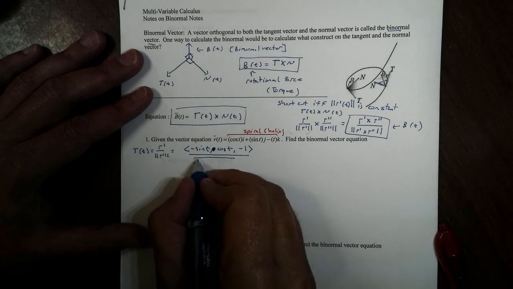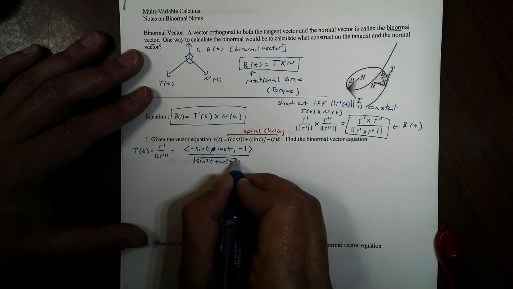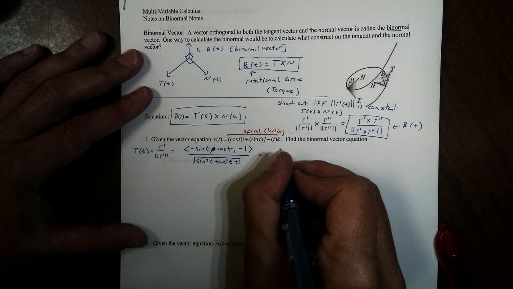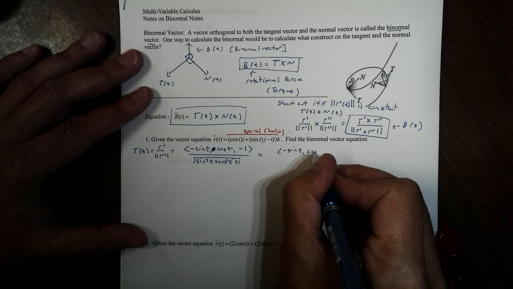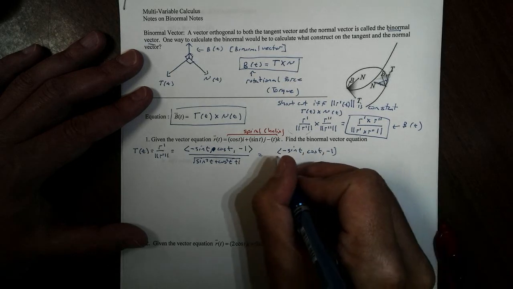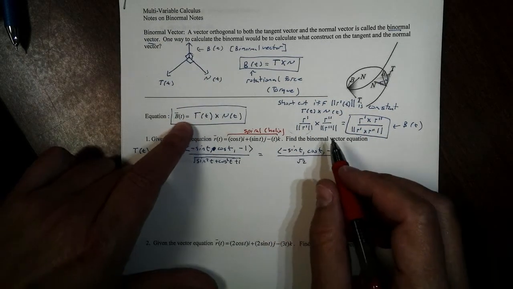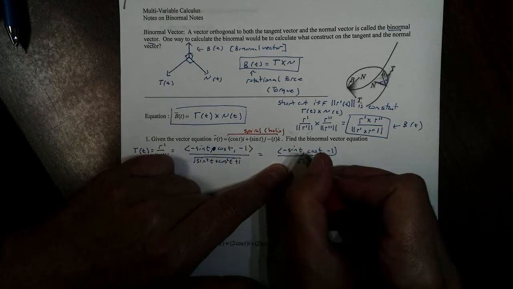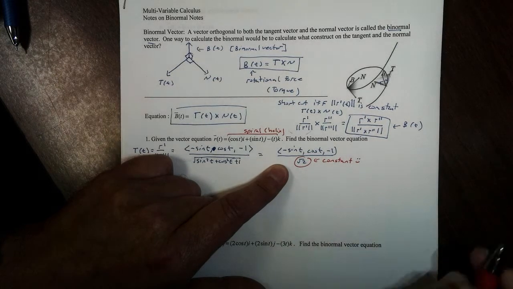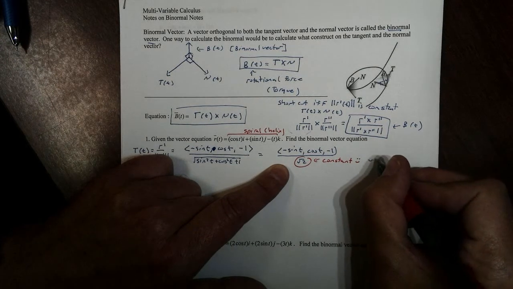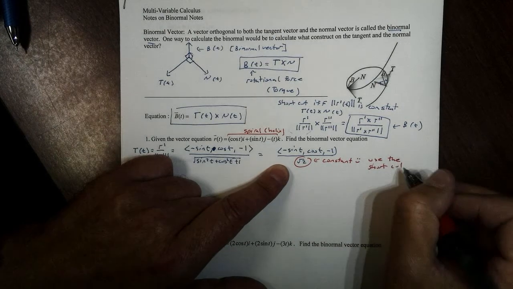This is going to become the square root of sine squared of t plus cosine squared of t plus 1. And that gives us negative sine t, cosine t, negative 1 over the square root of 2. Now notice, when I'm looking for the binormal, I'm going to pay attention. This is going to be a constant. We are happy about that. Let's put a smiley face. We're happy about that. So this means we can use the shortcut. That's going to be nice for us.